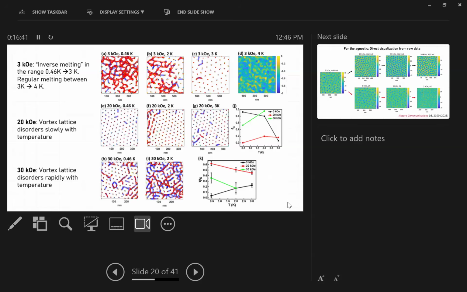I have to go to 3 kilo state now. Here I have an inhomogeneous liquid at 460 millikelvin. I increase to 2 Kelvin. By the time I go to 3 Kelvin, I have a nearly completely ordered solid. Now at 3 Kelvin, when I increase to 4 Kelvin, it abruptly melts. This is possibly the regular first order melting transition. And here I cannot identify the minima, so I am just showing you the image.